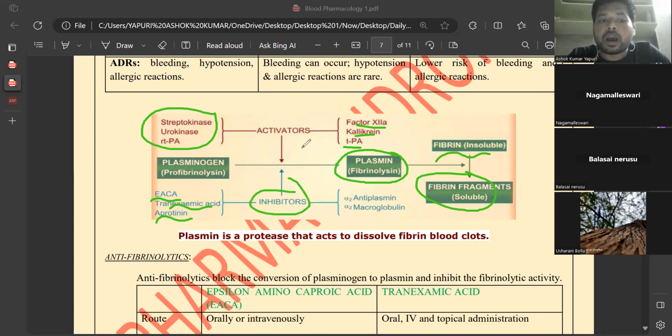These anti-fibrinolytics inhibit the conversion of plasminogen to plasmin. So if plasminogen is not converted to plasmin, there is no availability of plasmin, so there is no degradation and no prevention of clot formation. The line I mentioned here clearly: plasmin is a protease that acts to dissolve fibrin blood clots. So it dissolves fibrin blood clots.